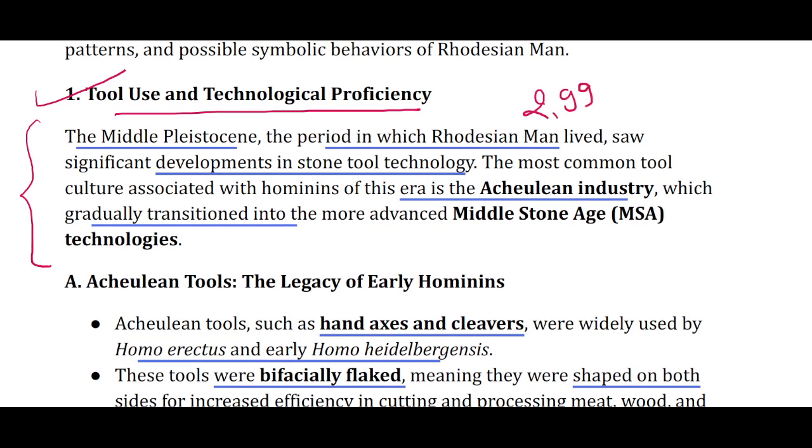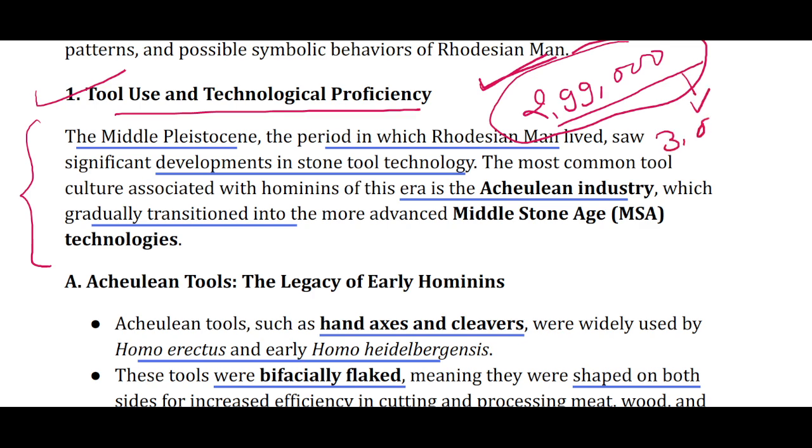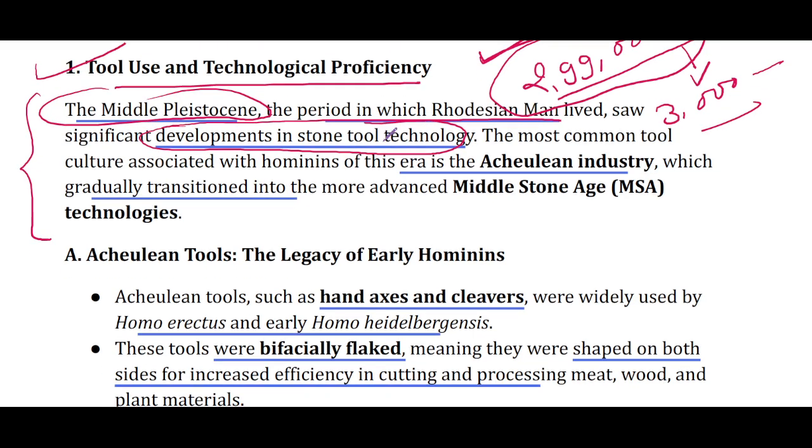After the uranium series dating, it was found that the fossil belonged to this age, 299,000 years. It was also the time of arrival of Homo sapiens. So, this time, known as the Middle Pleistocene, the period in which the Rhodesian man lived, saw significant development in stone tool technology. The most common tool culture associated with hominins of this era is the Acheulean industry, which gradually transitioned into more advanced Middle Stone Age technology.